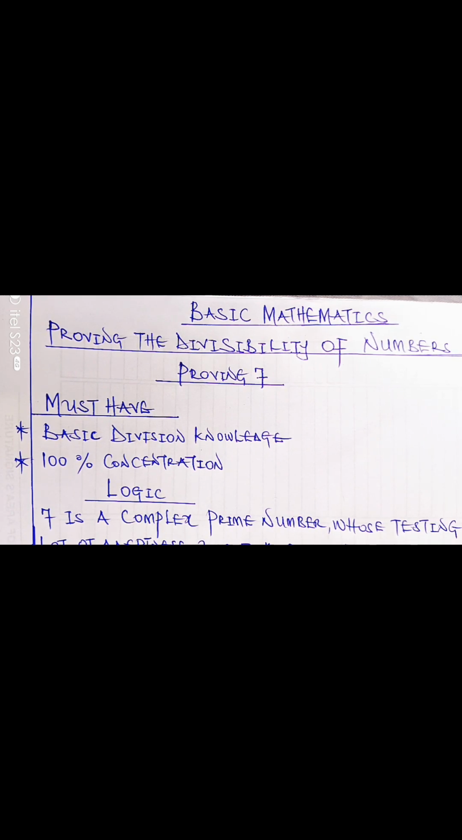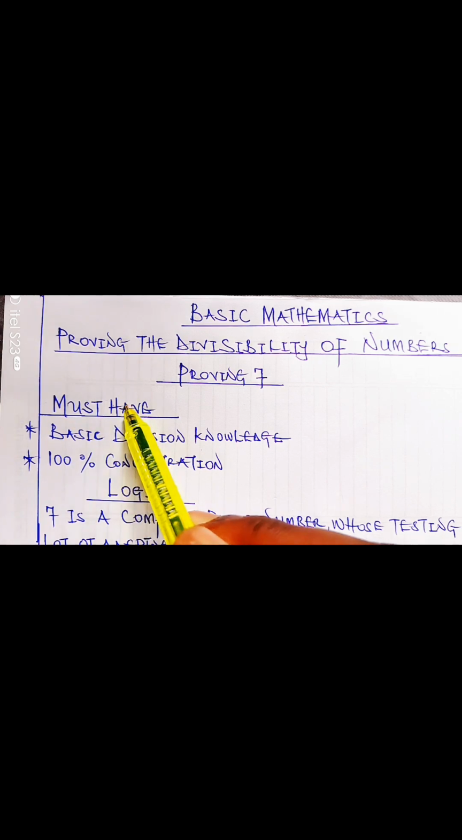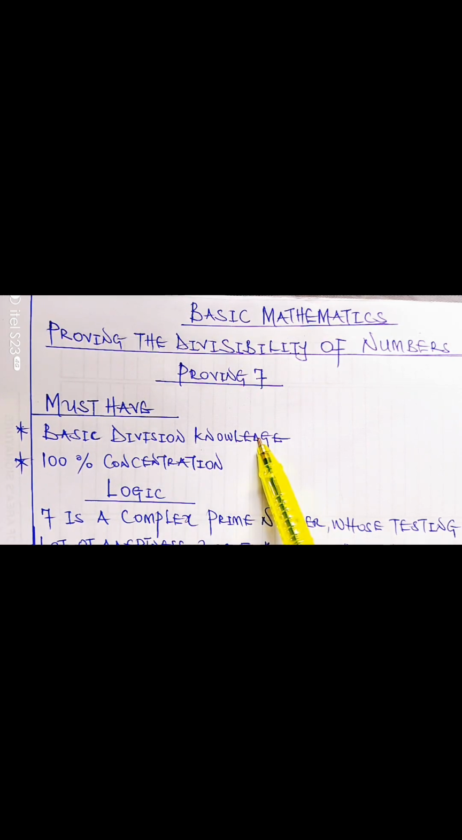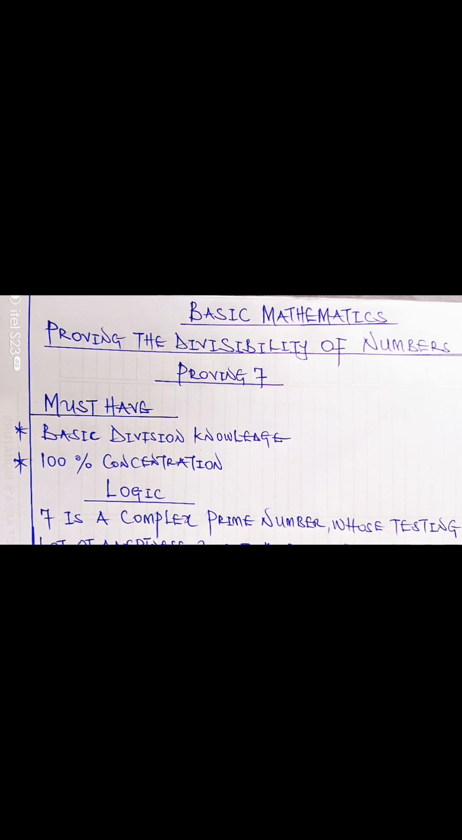Quickly before we go into Proving 7, let's look at some of the things that we must have for 100% understanding of this proving today. First, we must have basic division knowledge. If you don't understand how to divide numbers, I advise you to go ahead and learn how to divide quickly before we go into this. Next, 100% concentration, so take away every sort of distraction around you. Quickly, we're going to be looking at the logic of proving 7. How do we get to know if 7 will divide a number without a remainder or if there will be a remainder?